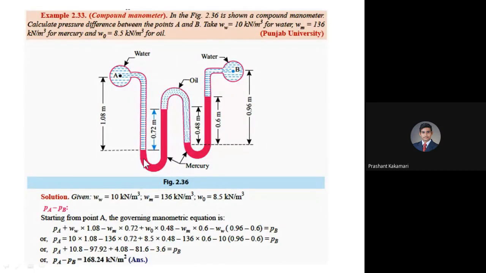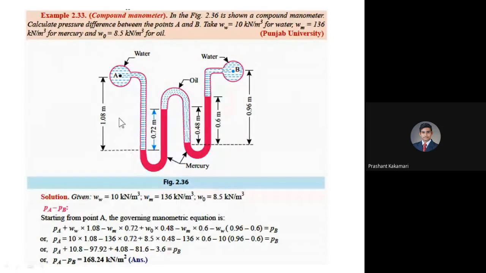So wherever the red color is shown, the red color liquid, that is the mercury. And in between these mercury levels, the oil is kept. So two liquids are used in the U-tubes, one is oil, one is mercury. And at the pipes, it is water. In both the pipes, water is flowing at different pressures, and they are trying to measure with the compound manometer. This is the manometer given.